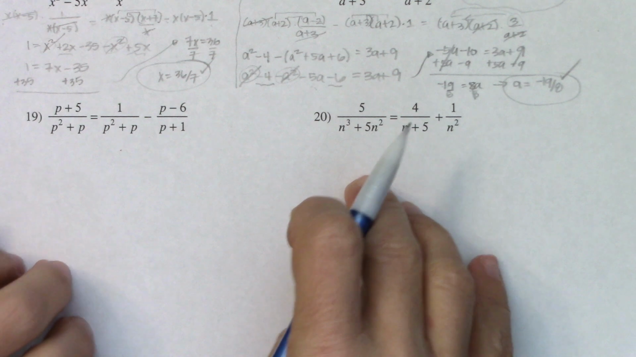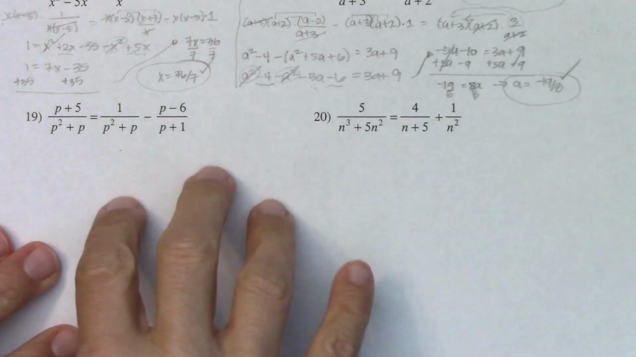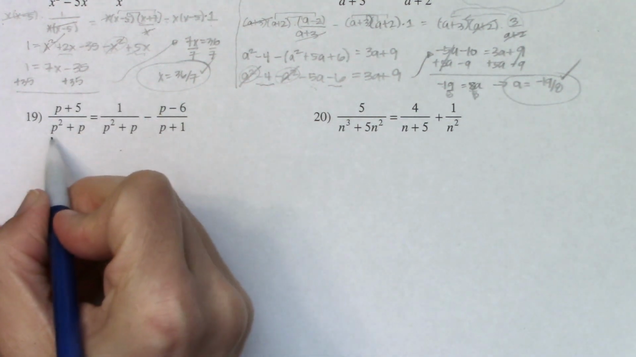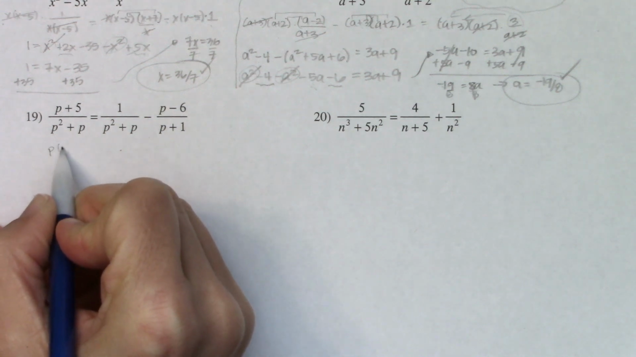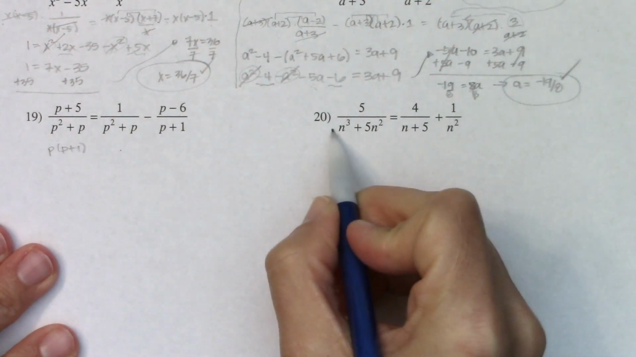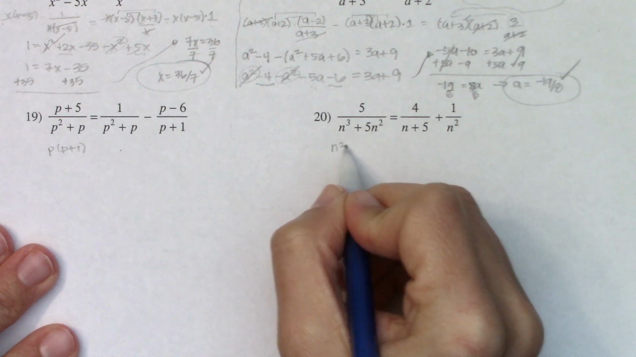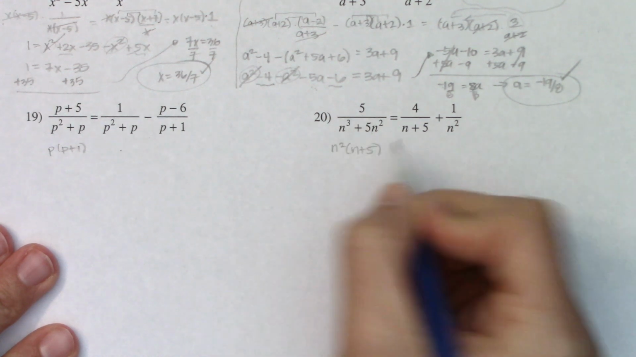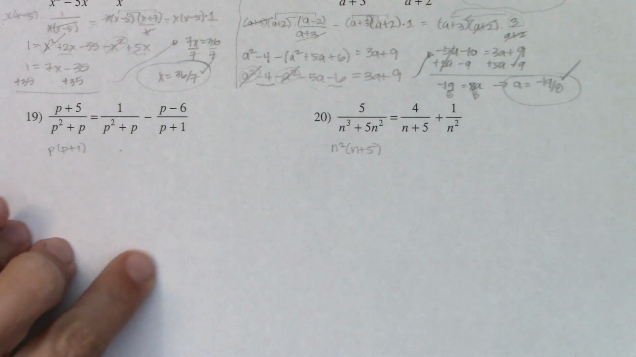Right, folks, let's take a look at our last one. Before I do anything, let's find these LCDs. I can see I got a GCF here. This is P plus 1. Over here, I've got a GCF of n squared, so this is n squared, n plus 5. Okay, so let's put together our LCDs.